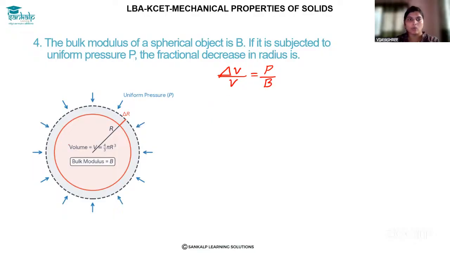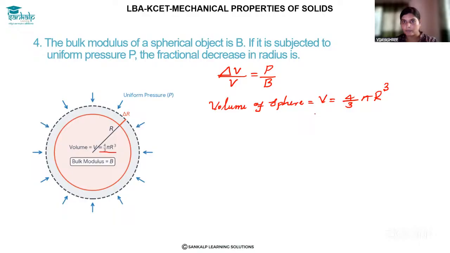So we already know the volume of the sphere is 4 by 3 pi r cube, not r square. The volume of the sphere, which is capital V, is equal to 4 by 3 pi into r cube. So now, differentiating this volume with respect to radius.